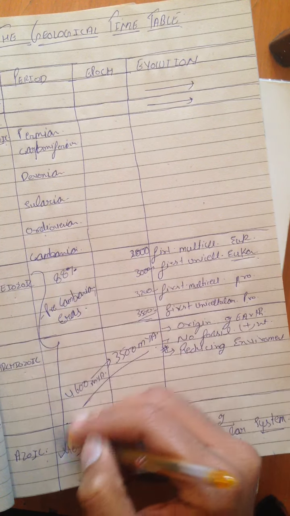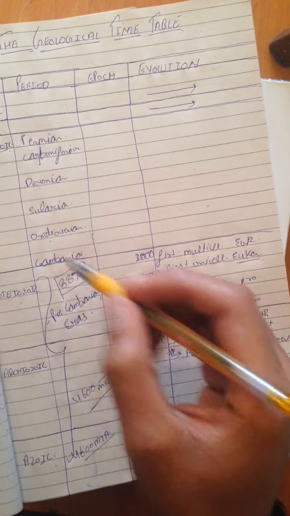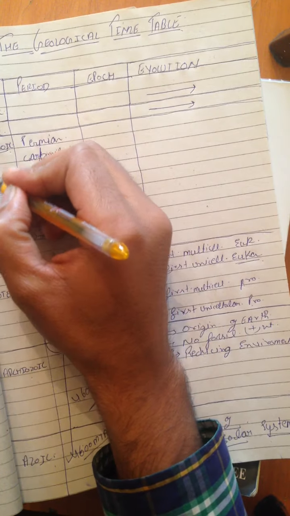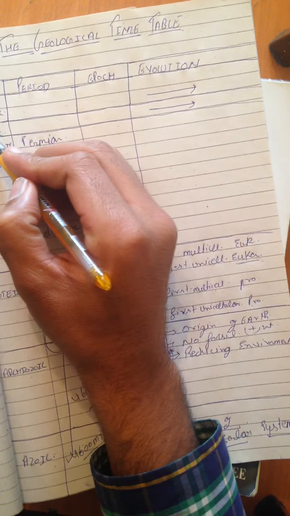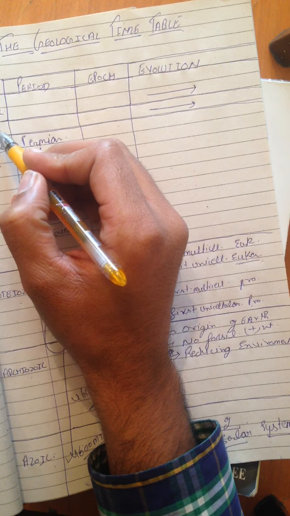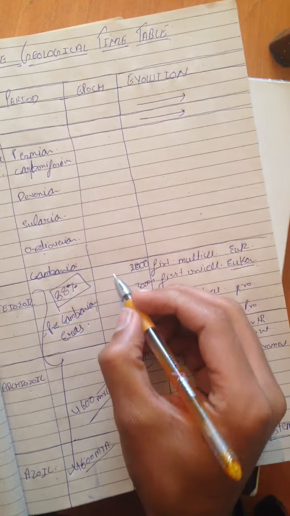All these three eras take 88%. That means the Cenozoic and Mesozoic contain only 12%. The Cenozoic is the modern era and the Mesozoic is the time of dinosaurs. They contain only 12%. Let's talk about the Paleozoic era.